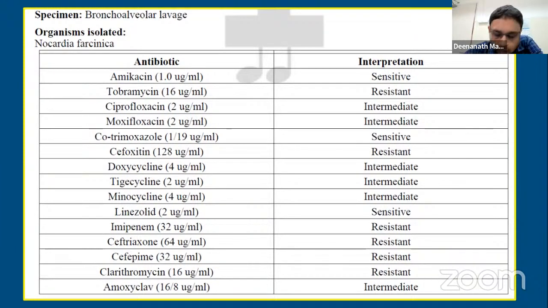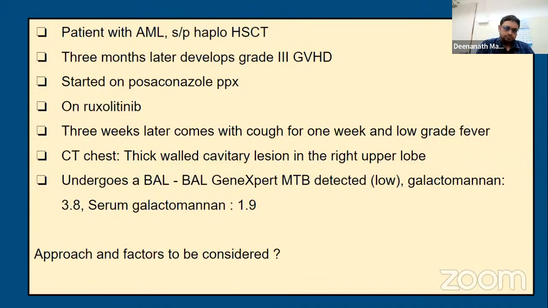So initially, we had started on TMP SMX plus imipenem. We stopped imipenem by the time we saw this report, and we have accepted some rise in creatinine. He had just come to our OPD today for follow up, and his new creatinine is now around 4. But clinically, he's doing far better. So currently, he's on monotherapy.